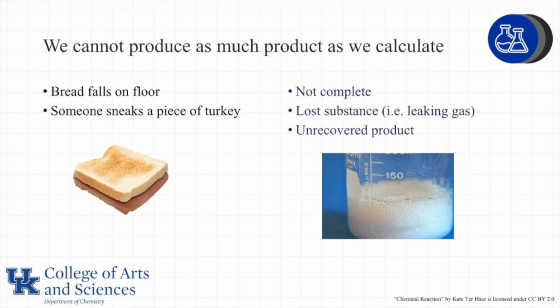In a reaction, we see something very similar. Sometimes reactions just don't run to 100% completion. Sometimes we lose things without realizing it. So say a gas leaks out of our container, or we just have unrecovered product. If we're filtering something, sometimes some of the product will get stuck to the filter paper or even to the glass beaker it's in, and we just can't get it all out. So we can't get the maximum amount out of that reaction.